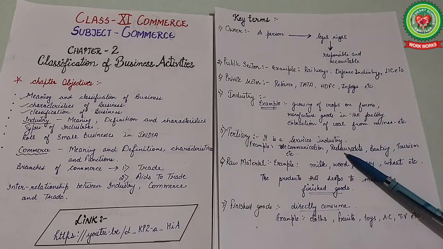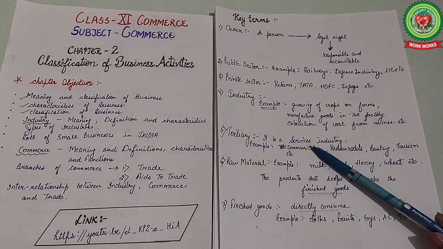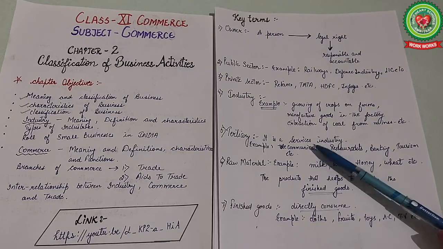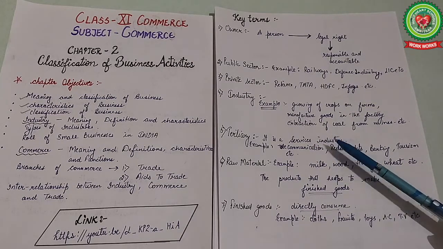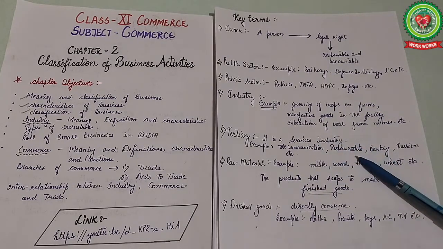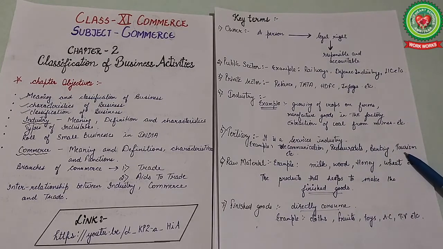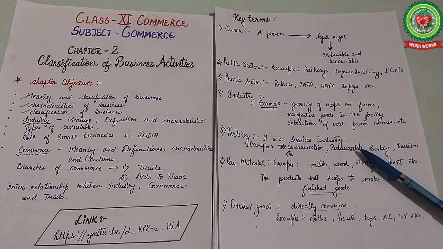Next is the tertiary sector. As the name suggests, tertiary means the services that are provided to customers, or it is known as the service industry. Like telecommunications, restaurants, banking, tourism. What are these? These are the things that provide services to customers. That is why it is known as the tertiary sector.